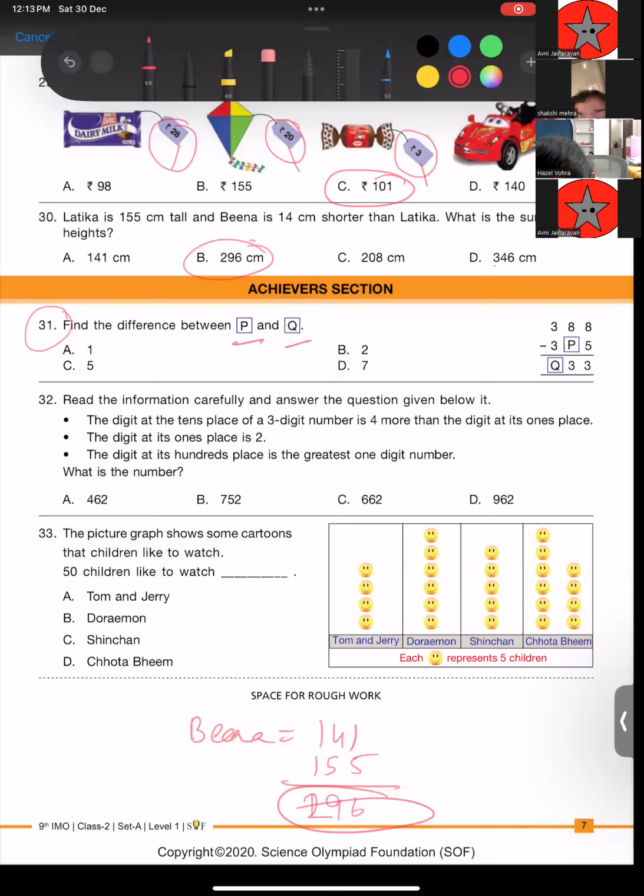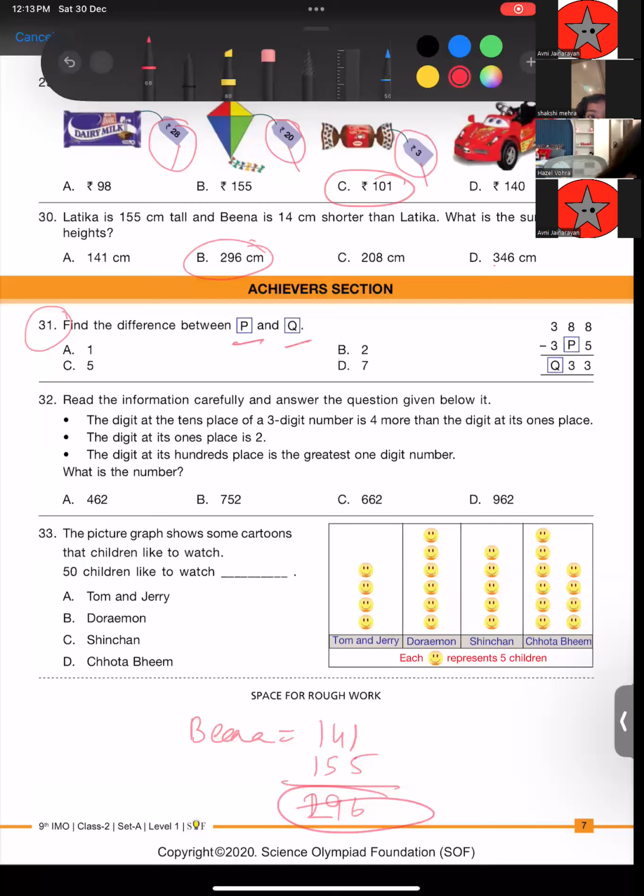Okay, I'll give 30 more seconds because I want to check if you're using the long route or the short route. 10, 9, 8, 7, 6, 5, 4, 3, 2, 1.